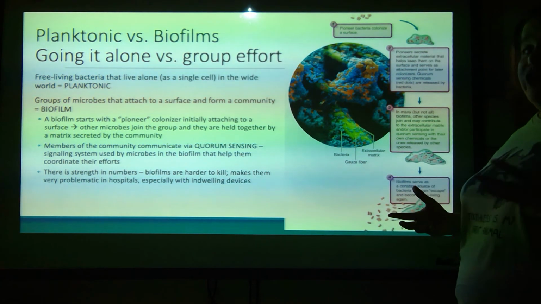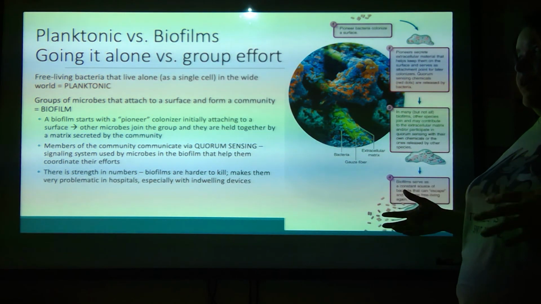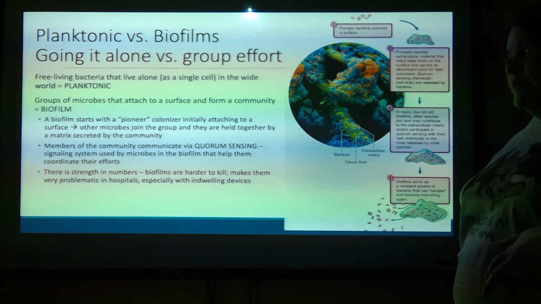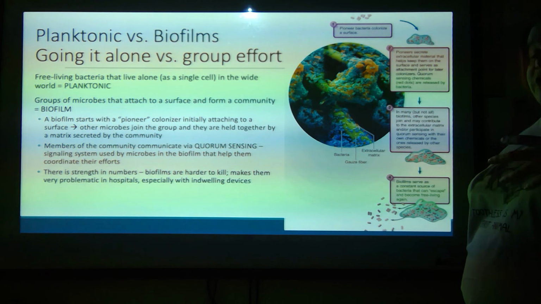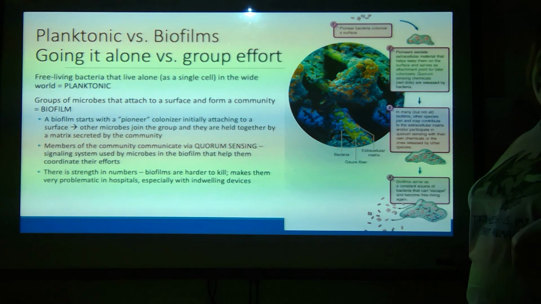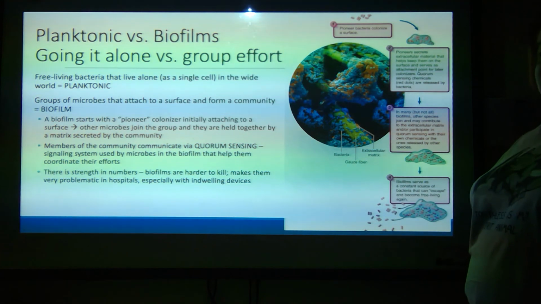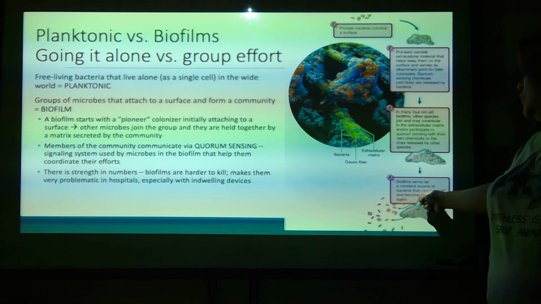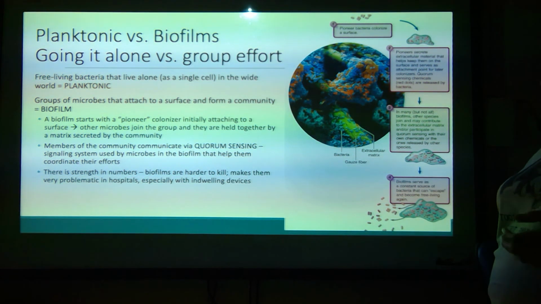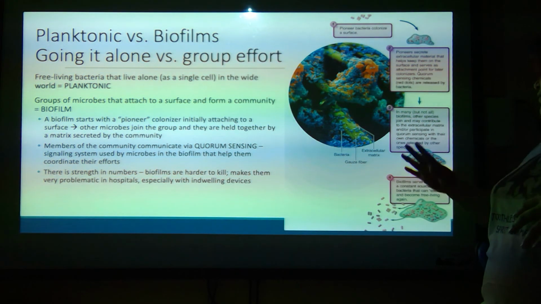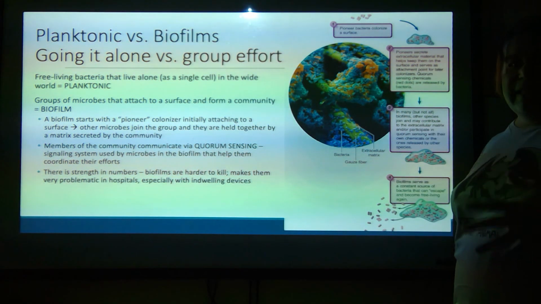Biofilms are a lot harder to kill than individual bacteria. This is problematic in hospitals. It really is. Especially with indwelling devices, things like respirator tubes or catheter tubes, things that actually sit inside of somebody's body. This is an issue, okay? Biofilms serve as a constant source of bacteria that escape. Literally, this biofilm is releasing bacteria and they will become free living again.